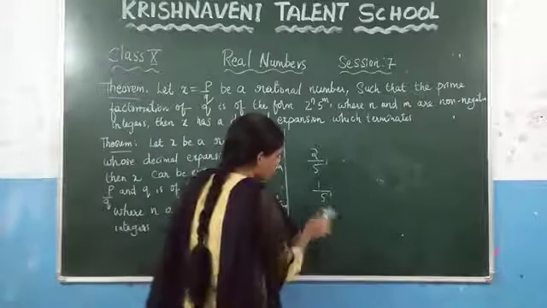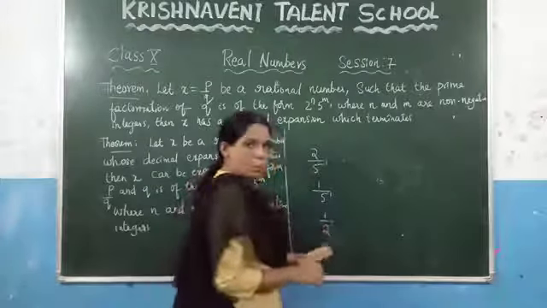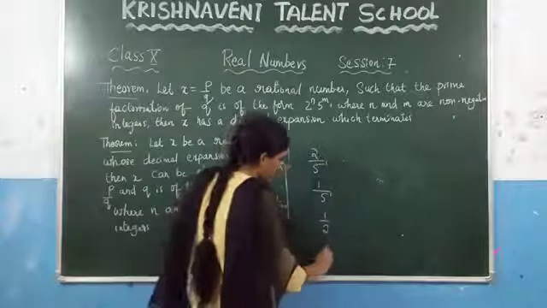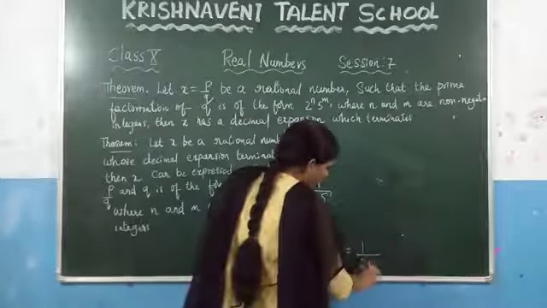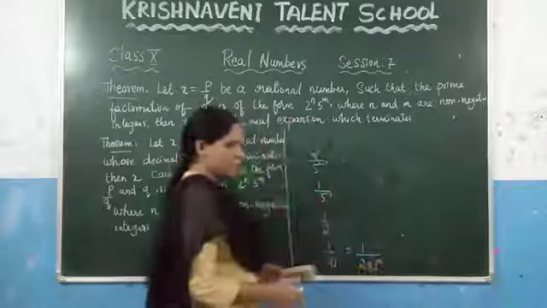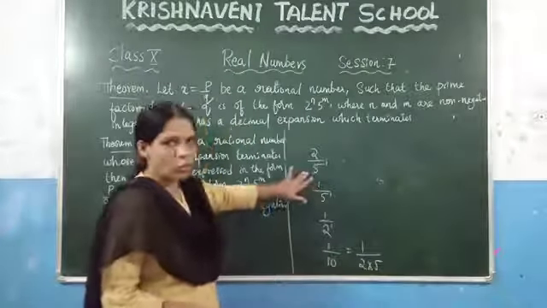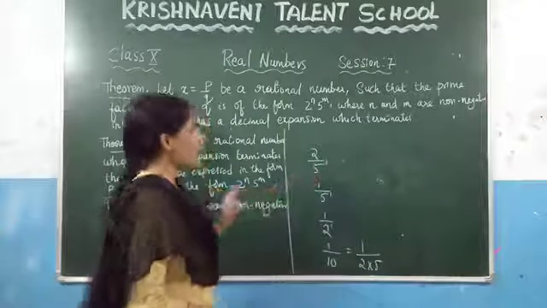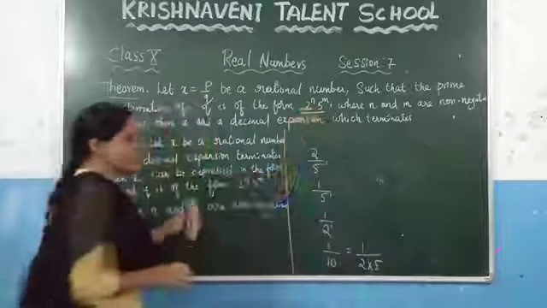Now consider one more number, 1 by 2. It is in the form of 2 power 1. And 1 by 10 you can write as 1 by 2 into 5. Here you can observe that we took fractions such that the denominator is in the form of 2 power n and 5 power m. What is the condition here? The denominator should be in the form of 2 power n and 5 power m.